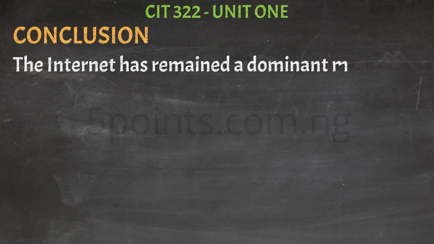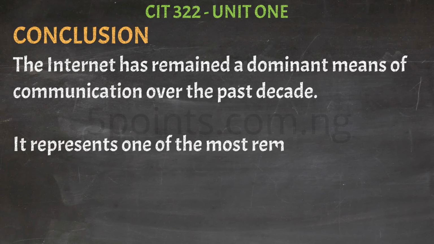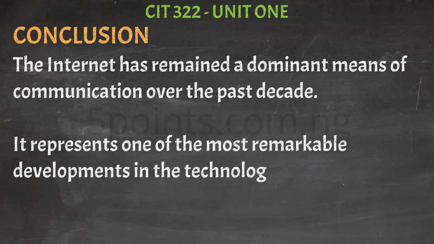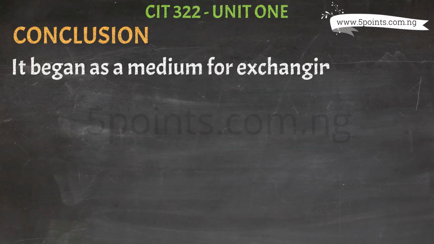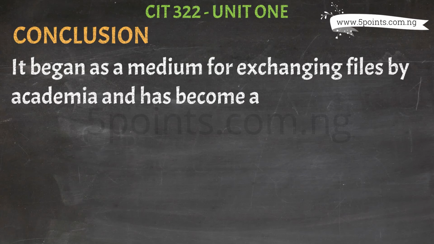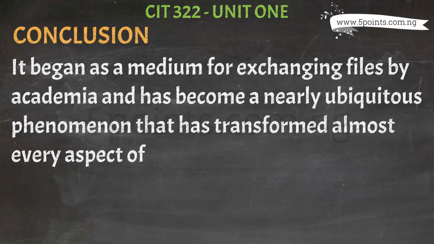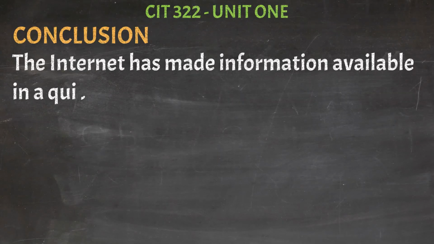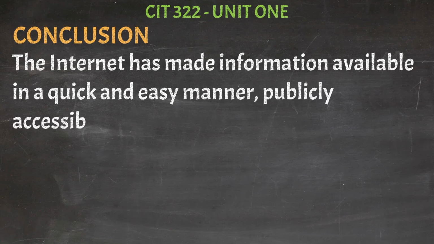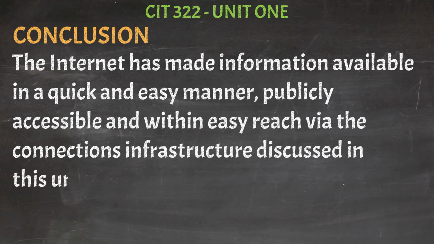In conclusion, the internet has remained a dominant means of communication over the past decade. It represents one of the most remarkable developments in the technological history of the world. It began as a medium for exchanging files by academia, and has become a nearly ubiquitous phenomenon that has transformed almost every aspect of daily life. The internet has made information available, in a quick and easy manner, publicly accessible and within easy reach, via the connections infrastructure discussed in this unit.